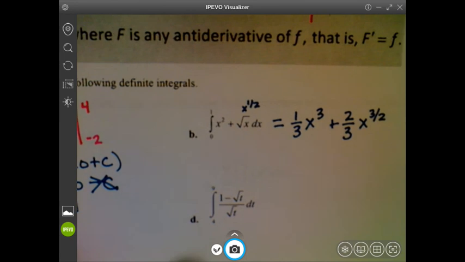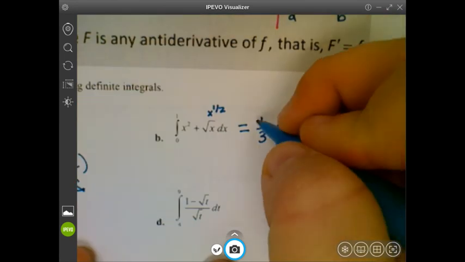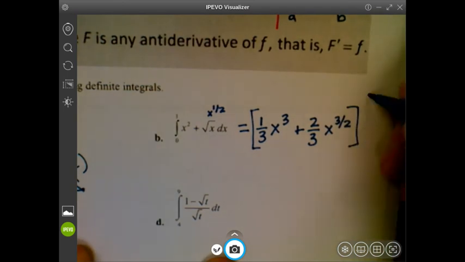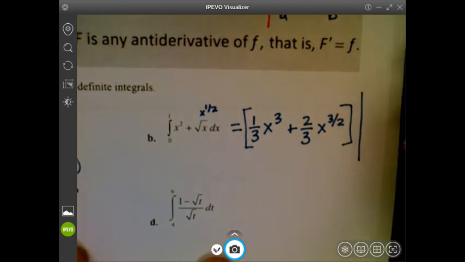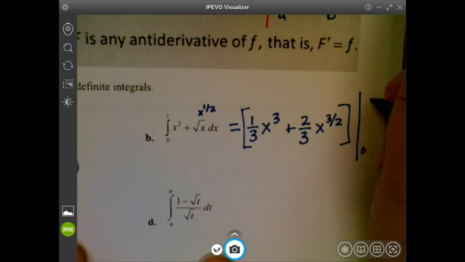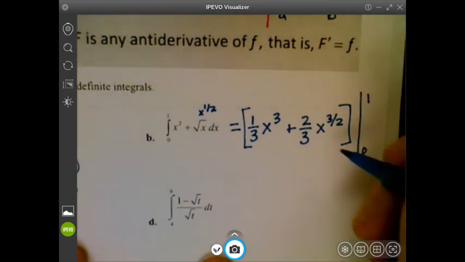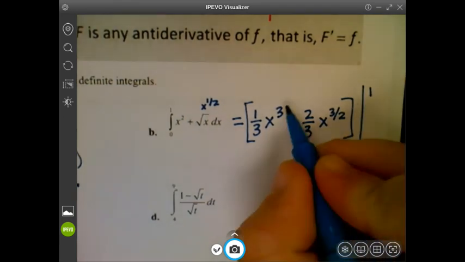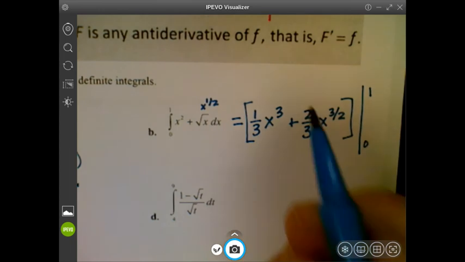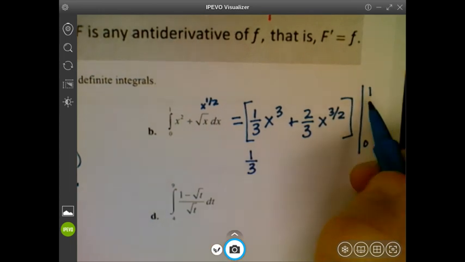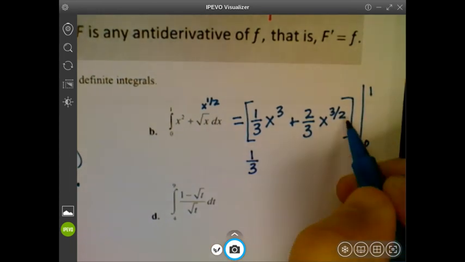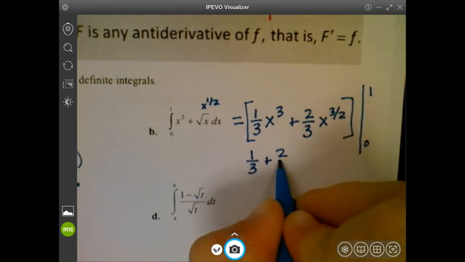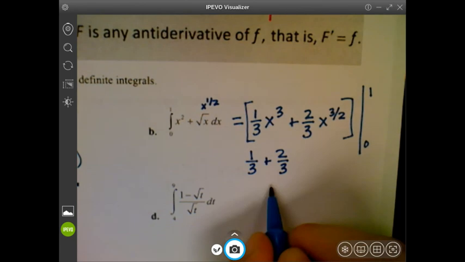And then because it's a definite integral, I technically do not have to include the c. We're going to take this right here and we are going to evaluate it. That's what this big bar means. We're evaluating from 0 to 1. So we're going to plug in 1 and then plug in 0 and subtract those two values. When you plug in 1, 1 cubed times 1/3 is just 1/3. When you plug in 1 here, 1 to the 3/2 is just 1, times, or plus, 2/3. So that value will be just 1.